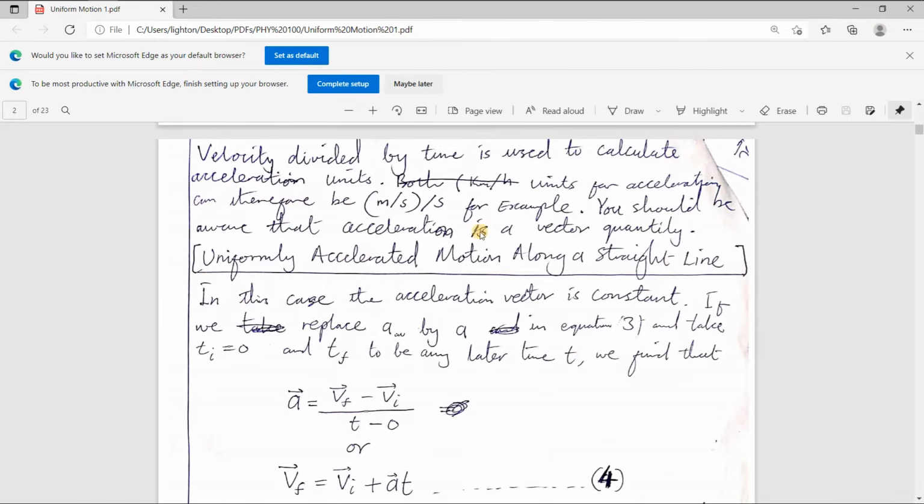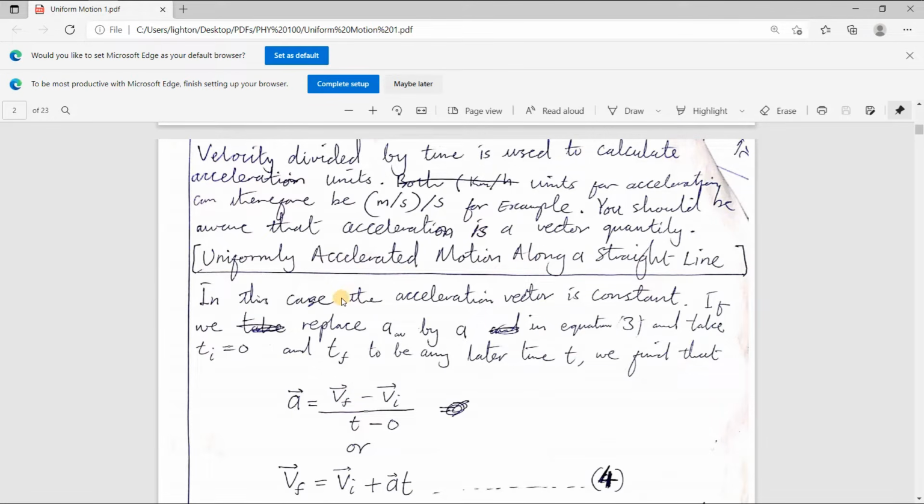Alright, moving on to uniformly accelerated motion along a straight line. What do we mean? We mean uniform motion in one dimension. A straight line is one dimension. So instead of saying accelerated motion in a straight line, you can even say uniformly accelerated motion in one dimension. That's what we'll focus mostly on. This is a part where we'll look at the equations of motion in one dimensional motion, those equations of uniform motion.